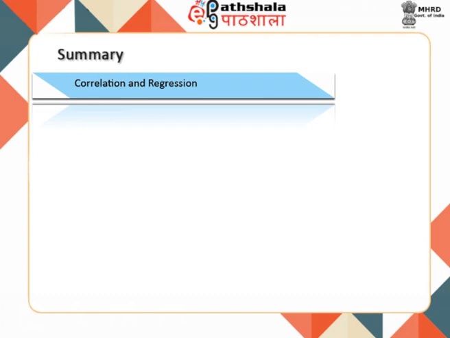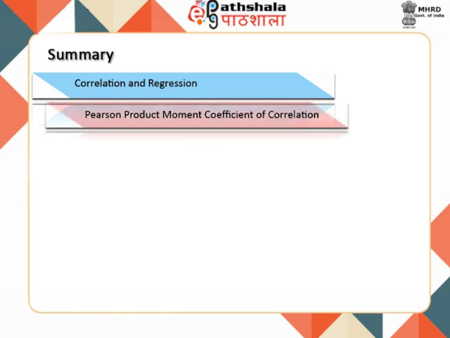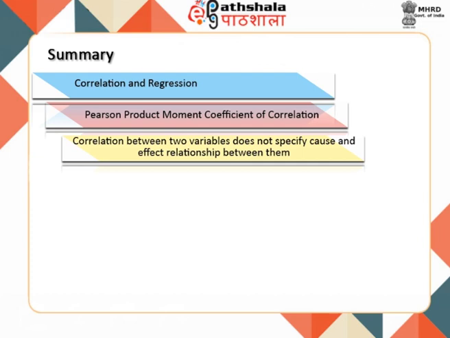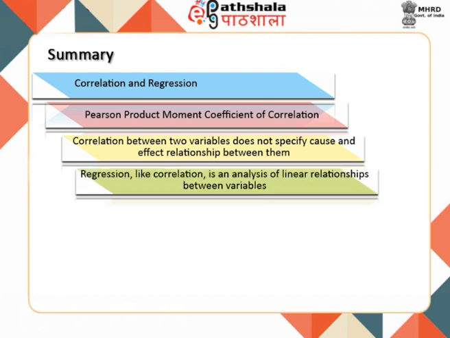Correlation determines the degree to which two variables are associated with each other, and regression predicts an individual's position in one variable when the position on another variable is known. Pearson product moment coefficient of correlation determines the degree of correlation between two quantitative variables characterized by a linear relationship. Correlation between two variables does not specify a cause and effect relationship between them. If two variables are linearly correlated, the knowledge of scores on one variable can be used to predict scores on the other variable with the help of regression lines and regression equations.